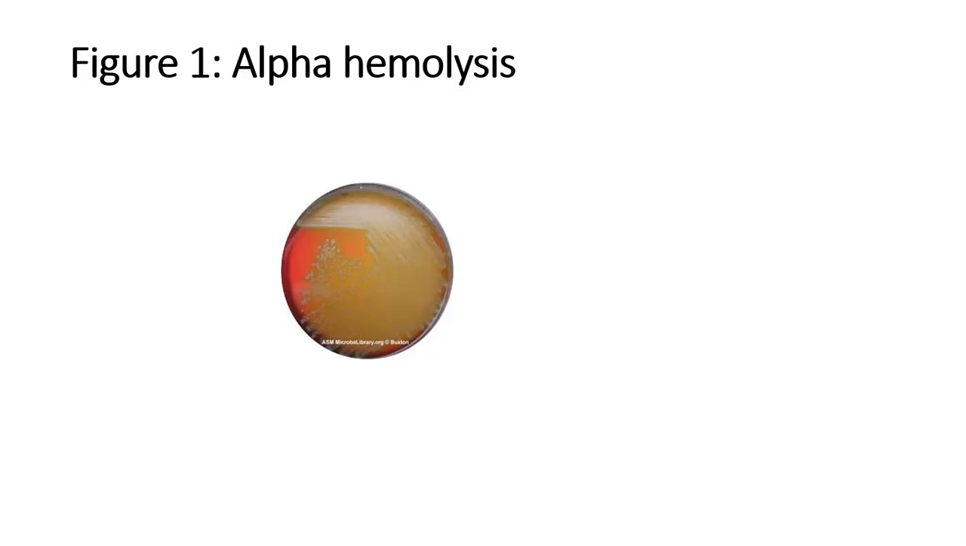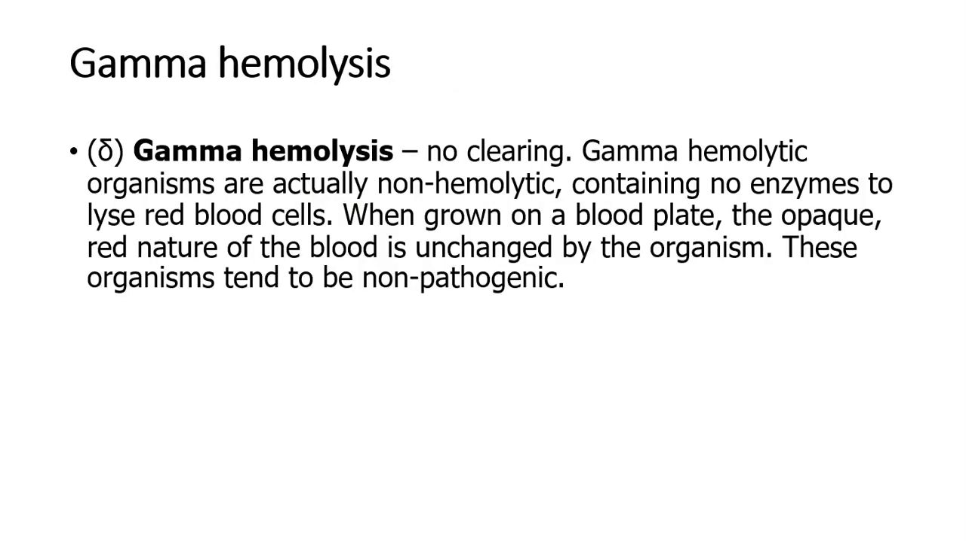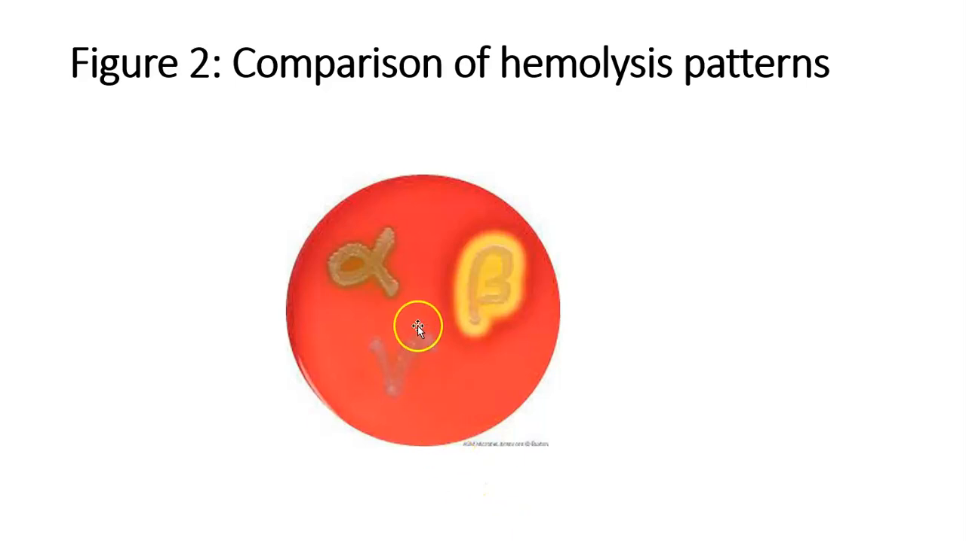Okay. Then we have gamma hemolysis, which means we don't have hemolysis. This is a non-hemolytic strep. It doesn't have any of the enzymes to lyse the red blood cell, and you're not going to see anything on it. And so these guys tend to be non-pathogenic. If you look at it, I've got a plate with all three of them on there, and you can definitely see this. This is the alpha with just the greening. You can see that green. You can see the beta with that complete clearing around it, and then gamma with nothing, with no change. Okay, so that's the comparison.